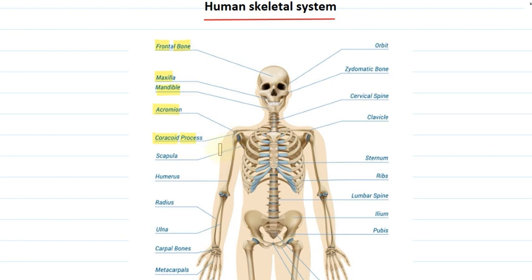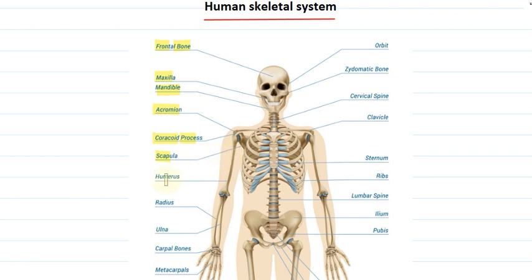Okay, then there is the scapula. This is the scapula, which can also be called the shoulder blade. It is a large triangular-shaped bone lying in the upper back.